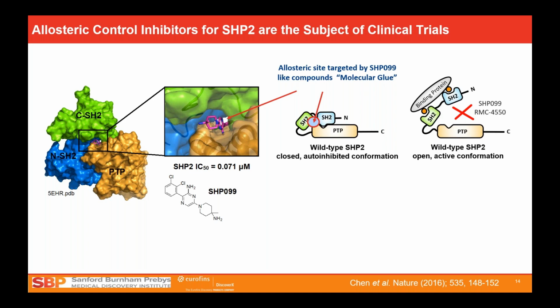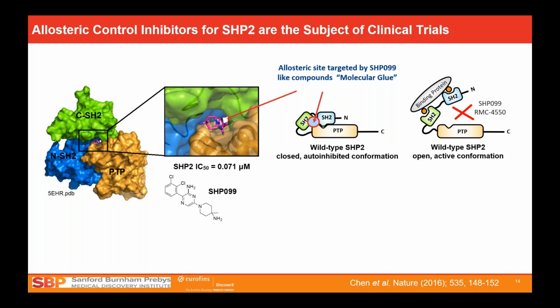a compound which then was advanced to become a tool compound, SHP099. And the crystal structure, if you go to the next panel, you can see how it actually sits inside a cleft that is wedged between the SH2 domain and the PTP domain. This so-called allosteric site targeted by the SHP2 class of compounds, they refer to this actually as molecular glue. And this compound is then able to stabilize wild-type SHP2 in its closed auto-inhibited conformation.